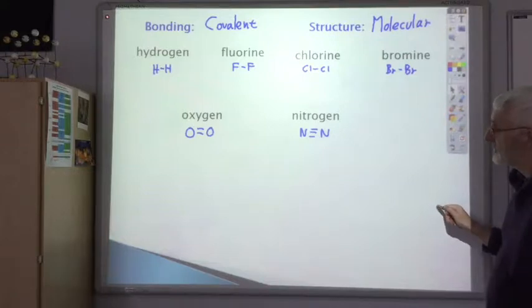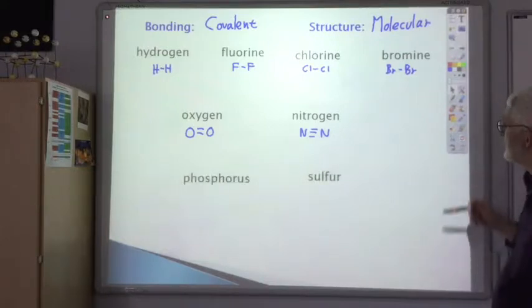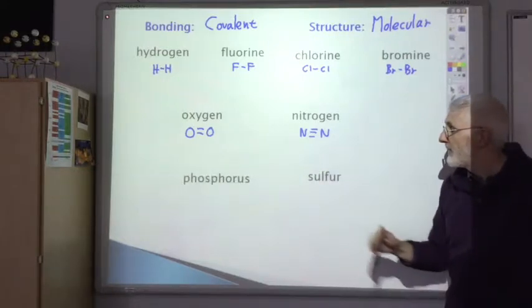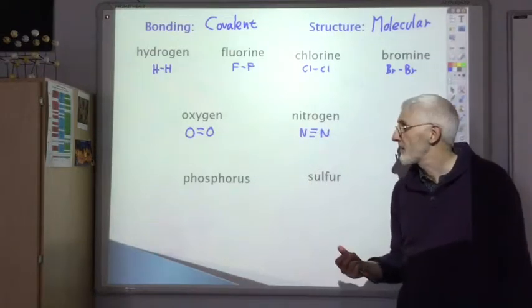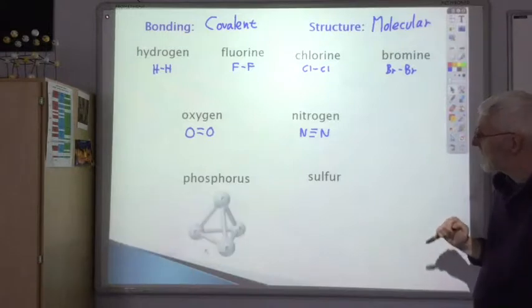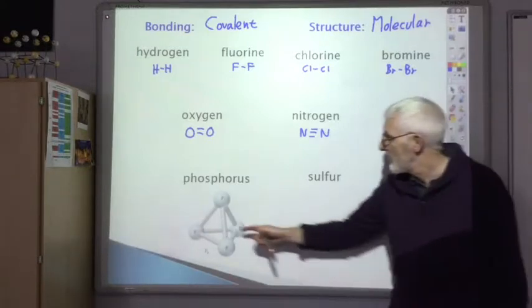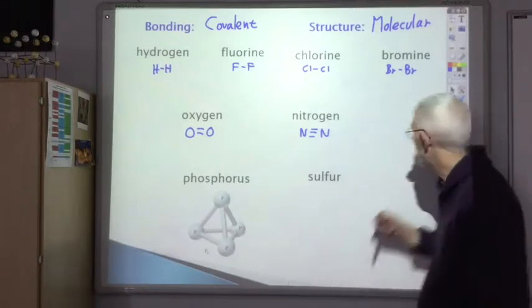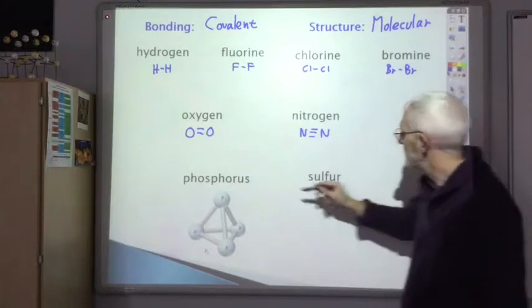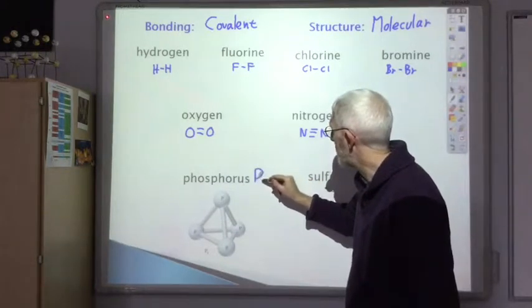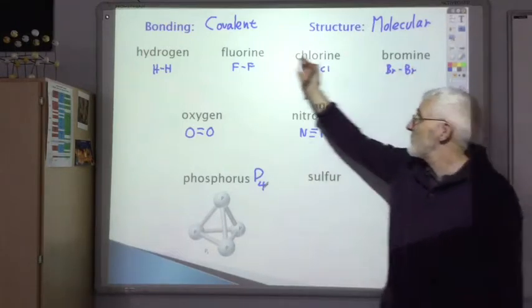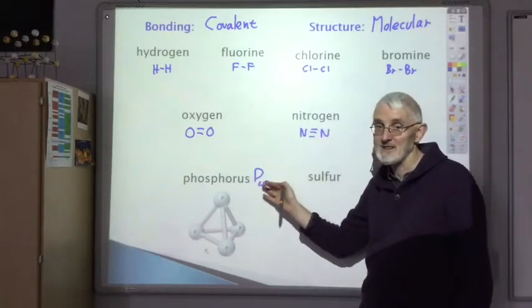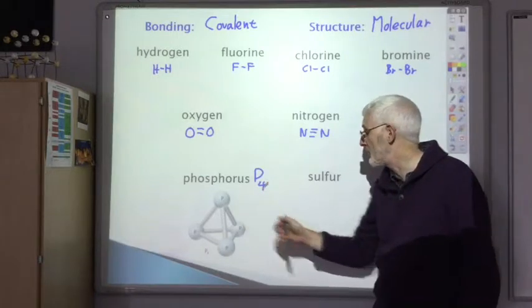And the final two were phosphorus and sulfur. Well, phosphorus, like nitrogen, has got a valency of 3 because it's in group 5, but it forms a P4 molecule with this sort of tetrahedral structure. So phosphorus is P4. So it's not diatomic. All these other ones are diatomic. Phosphorus has got 4 atoms in the molecule.